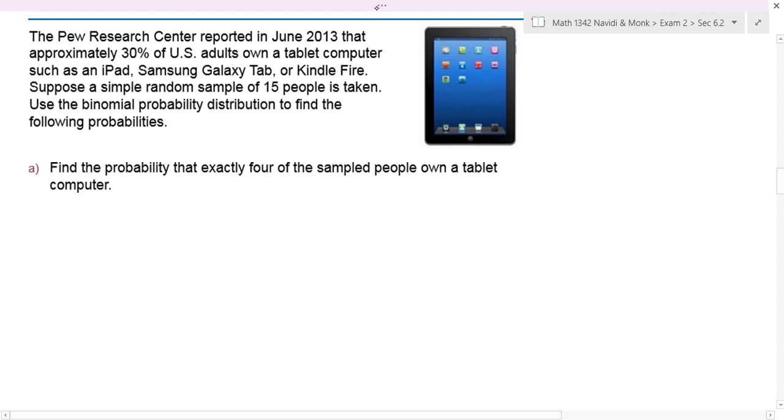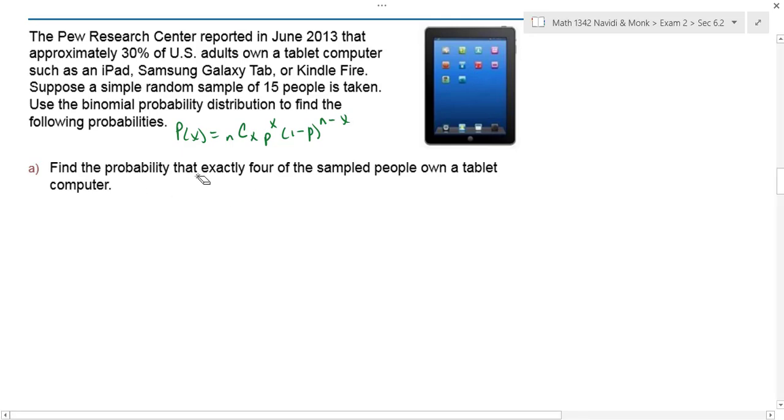For this problem, we're told that the Pew Research Center reports in June 2013 that approximately 30% of U.S. adults own a tablet computer such as an iPad, a Samsung Galaxy Tab, or a Kindle Fire. Suppose a simple random sample of 15 people is taken. Use the binomial probability distribution to find the following probabilities. Remember, the formula is this: P of x equals n choose x times p to the x times 1 minus p to the n minus x.